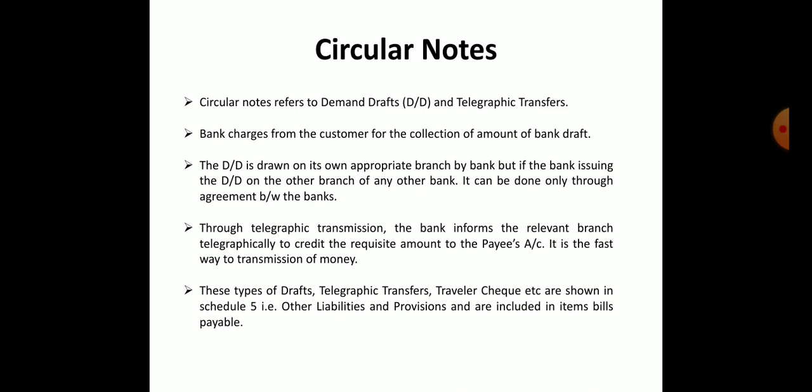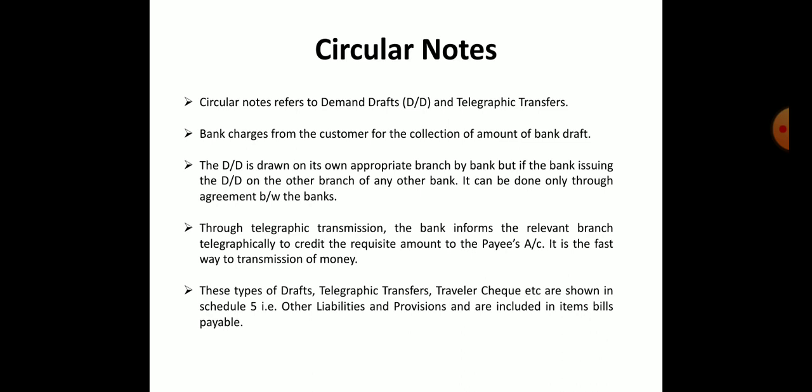Telegraphic transfers: if I want to transfer some money to someone, then basically here we have two options. One is RTGS and another is NEFT. Nowadays the third one is also applicable, IMPS. If we want to transfer the money instantly, then we have to pay some charges, that is under IMPS.